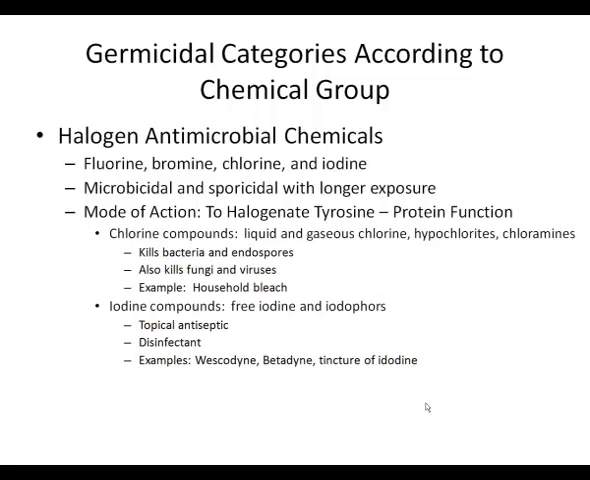Basically what they do is they halogenate tyrosine. They attach themselves to the tyrosine molecule and will then break down protein function. Basically, chlorine compounds and iodine compounds are the main chemicals that we use as far as antimicrobials are concerned. We can get chlorine in a liquid as well as a gaseous form. We can also have hypochlorites like bleach, and then chloramines, which are basically proteins with a chlorine attached to them. These are going to kill bacteria as well as endospores. They are also going to kill fungi and viruses. Probably the most common example of a chlorine compound is household bleach.